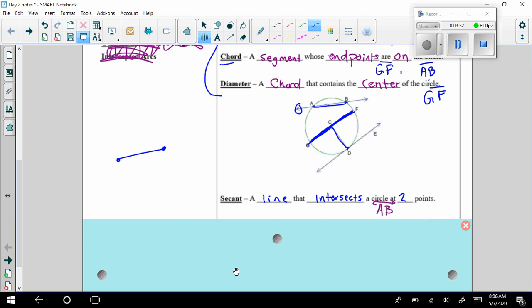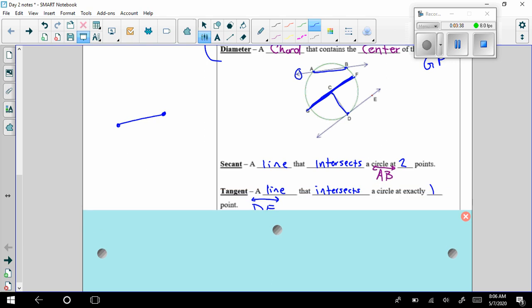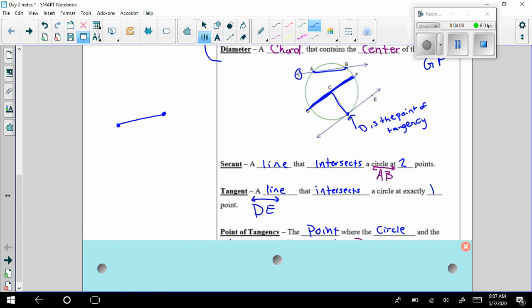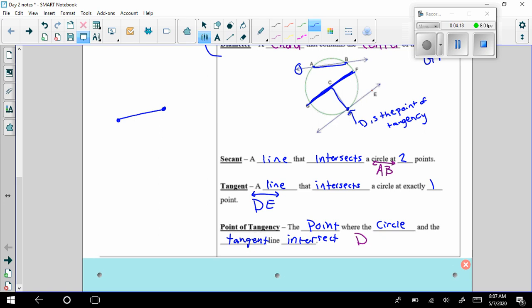So going back to chapter 1, unit 1, it's all about the notation. So if you see those arrows, then it's a secant or a tangent. And a tangent is a line that intersects the circle at exactly 1 point. So this right here is your point of tangency. So it's not passing through the circle, it's just touching at point D. But again, it's a line, so we have the arrows above the name. Your point of tangency is where the circle and the tangent line intersect. So point D is where those two intersect.